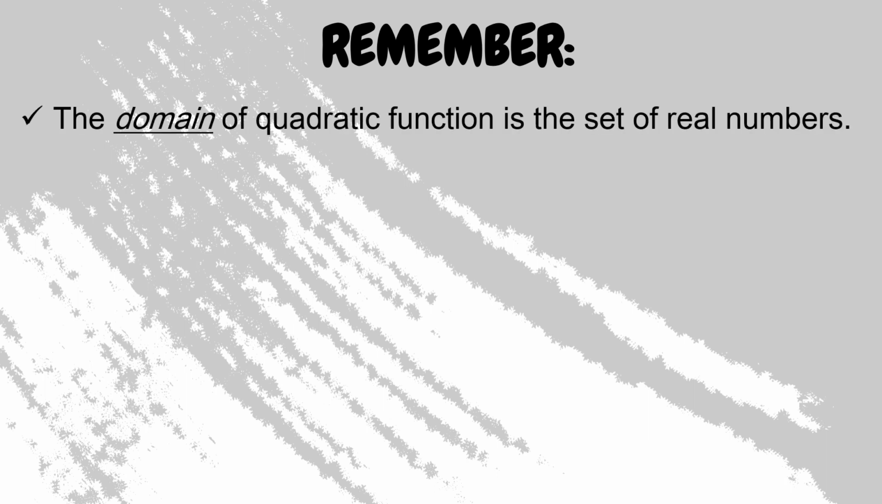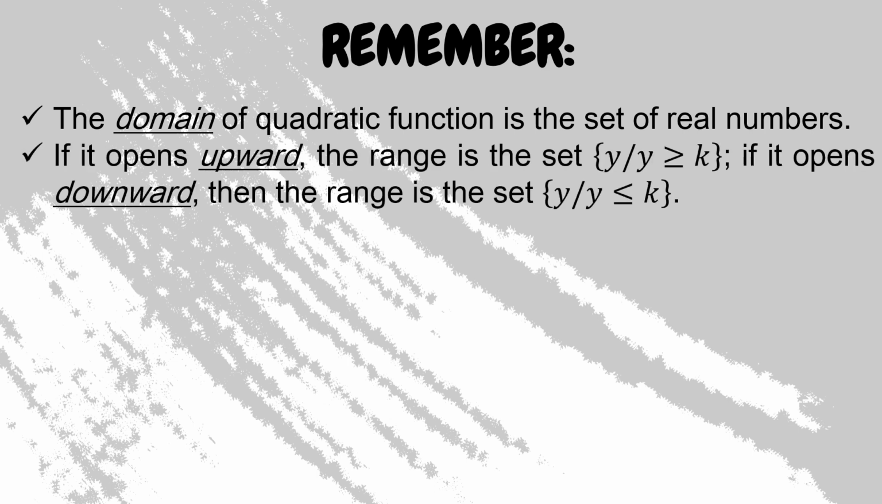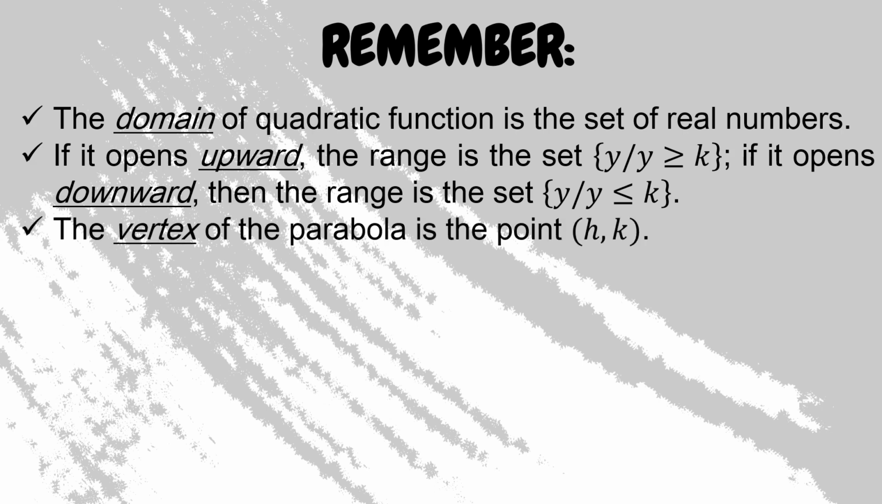So, i-summarize na natin ang ating natutunan about the graphing and analyzing the graph of quadratic function. So, the domain of quadratic function is the set of real numbers. If it opens upward, the range is the set y such that y is greater than or equal to k. If it opens downward, then the range is the set y such that y is less than or equal to k. So, para malaman nyo ang k at ang value ng h, kailangan i-form muna natin sa vertex form yung ating quadratic function. The vertex of the parabola is the point hk.